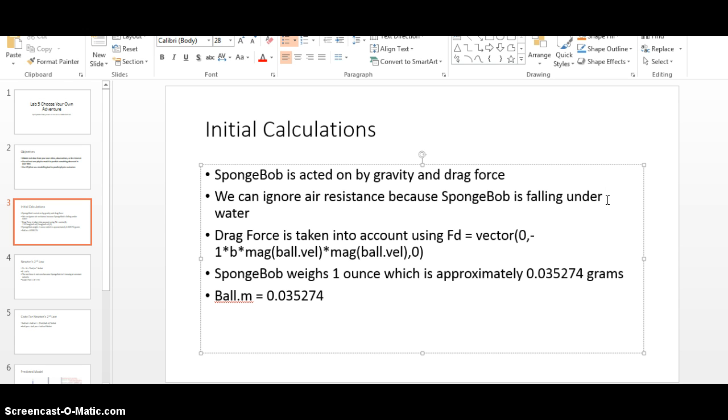After doing some research, I found that SpongeBob weighs approximately 1 ounce, which is approximately 0.035274 grams. So therefore, I set ball.m, being the weight of SpongeBob, equal to 0.035274.